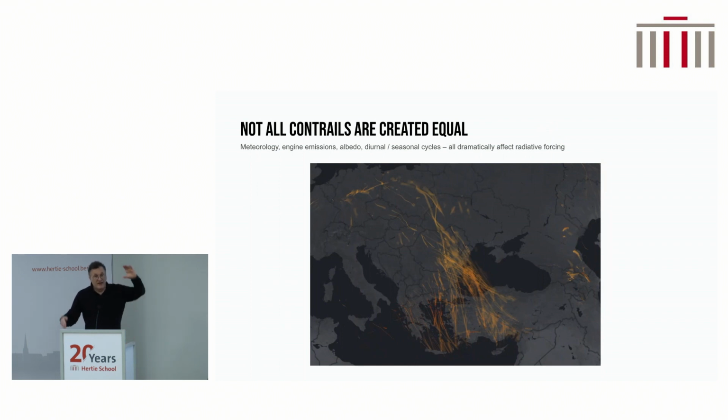They depend on whether the contrail occurs below a cloud or above a cloud, which changes the amount of warming it puts on the Earth. The hour of the day changes it. The time of year changes it. So it's all very difficult, and we'll talk about how we manage this.